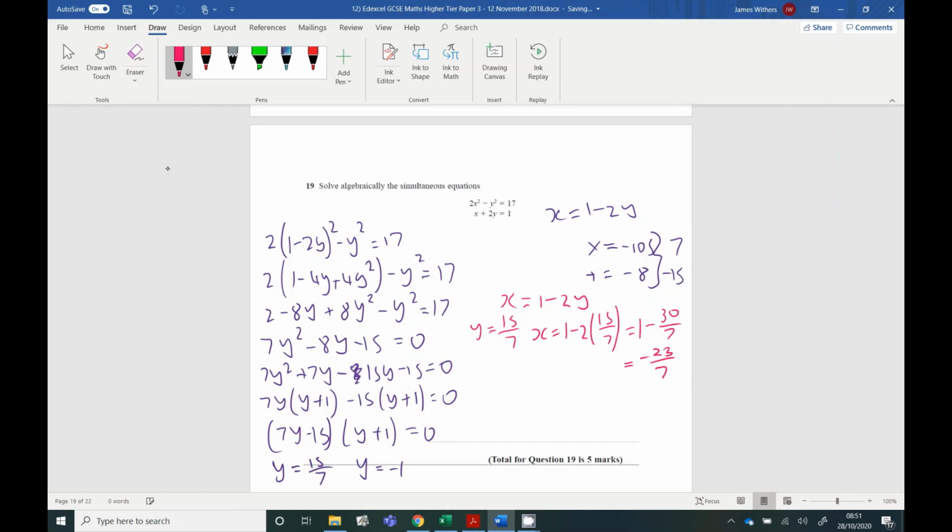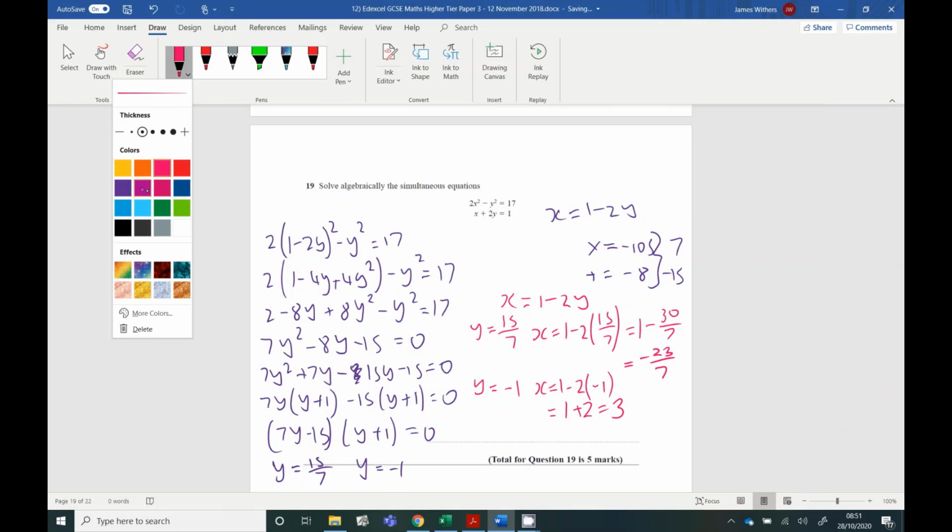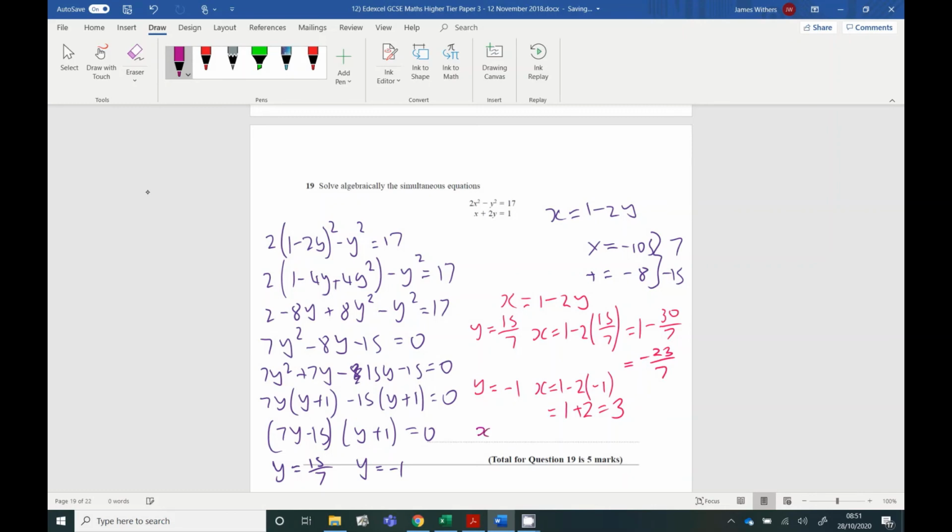Now what about when y is minus 1? Well again, x equals 1 minus 2y, so x equals 1 minus 2 lots of minus 1, which is 1 add 2, which is 3. So our final answer is: when x equals minus 23 over 7, y equals 15 over 7, and when x equals 3, y equals minus 1. That's our final answer.